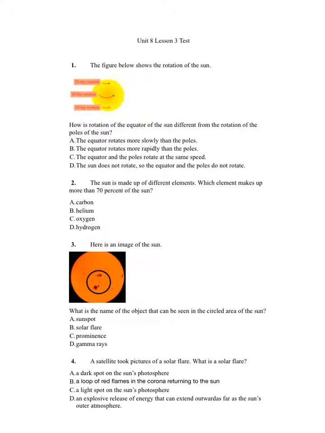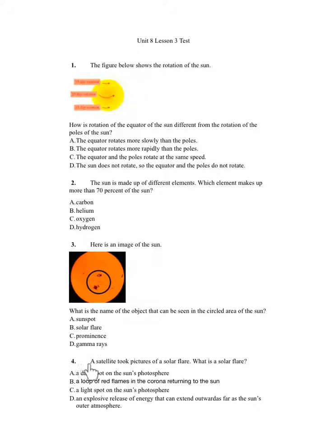A. Carbon. B. Helium. C. Oxygen. D. Hydrogen. Number 3. Here is an image of the sun. What is the name of the object that can be seen in the circled area of the sun? A. Sunspot. B. Solar flare. C. Prominence. D. Gamma rays.